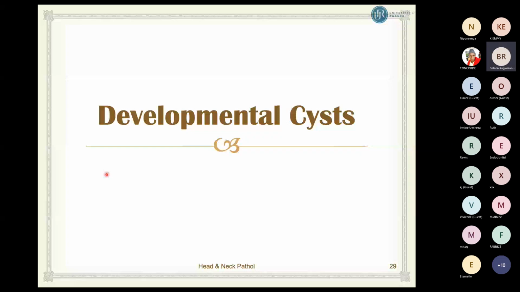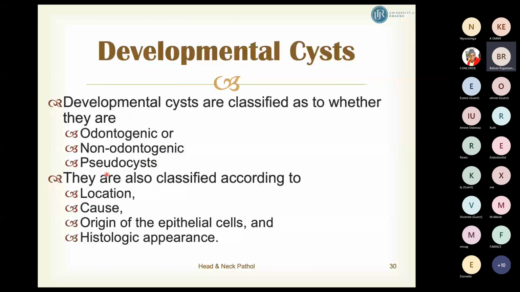With developmental cysts, they are classified as to whether they are odontogenic, non-odontogenic, or pseudocyst. If I start with pseudocyst, there is a time I mentioned this. Pseudocyst just means there is no epithelial lining within that cyst. A cyst is a mass within which we have a cavity, usually filled with fluid. When that abnormal mass with a cyst inside has an epithelial lining, we call it a true cyst. When it has no epithelium, just lining the space filled with fluid, we call it a pseudocyst, so not a true cyst.